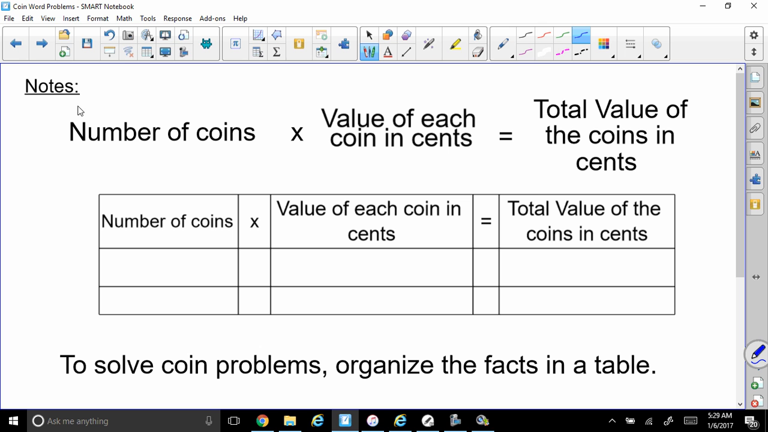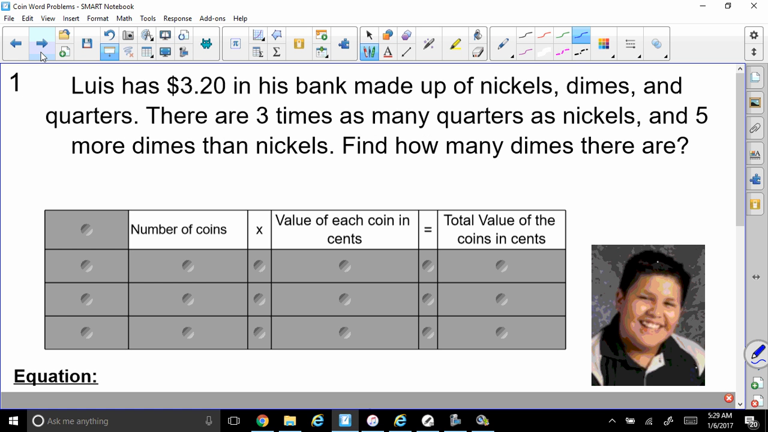Whenever you're trying to solve a coin problem, it's best to organize your facts in a table. Here's a table that I've created. You should know that the number of coins times the value of each coin in cents is equal to the total value of the coins in cents. So let's try an example and see what we've got.